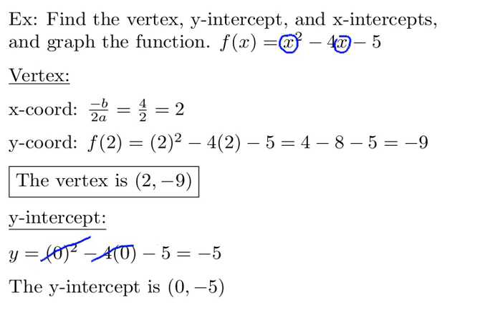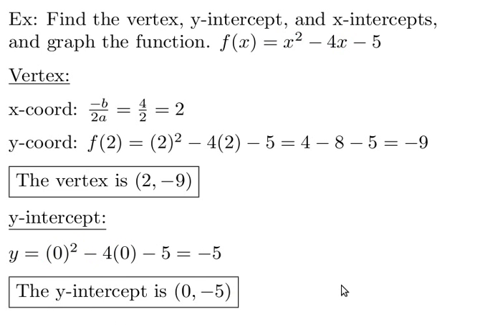(0, negative 5). And I like that answer so much, I'm going to box it up. The y-intercept is (0, negative 5). Okay, so the first question was vertex. We found the vertex. The second question was y-intercept. We found the y-intercept. Now we're looking for the x-intercepts.